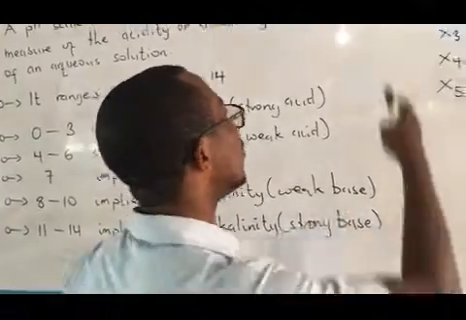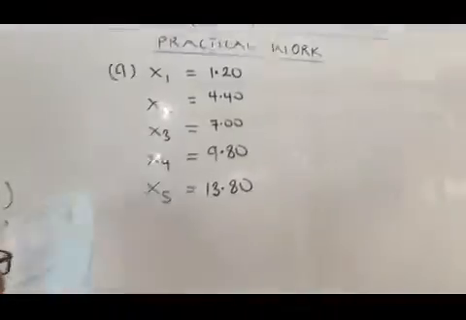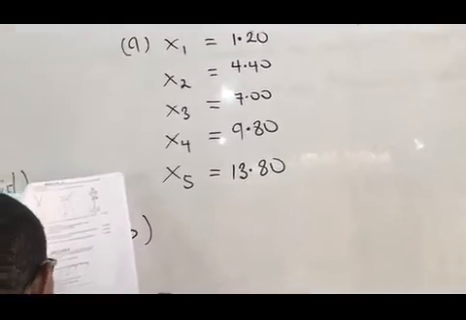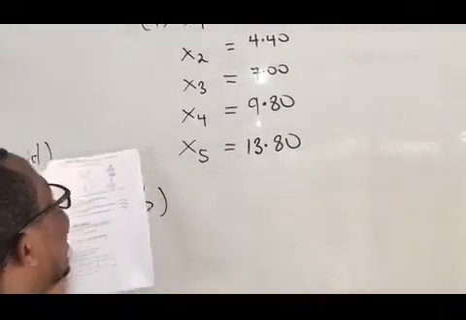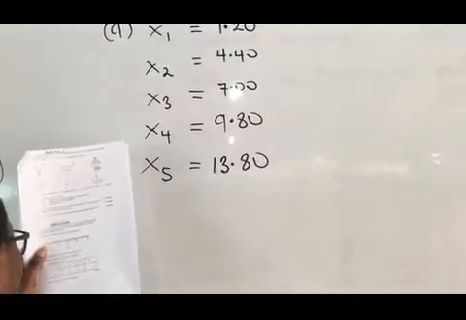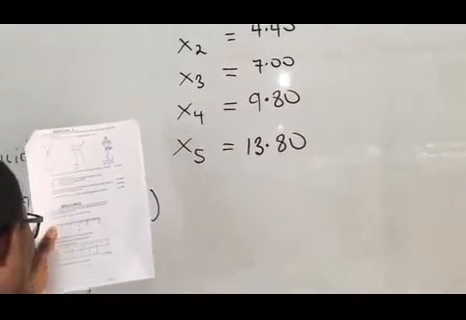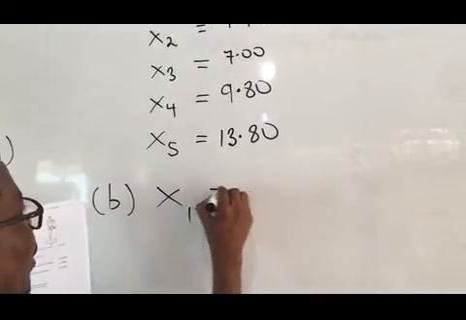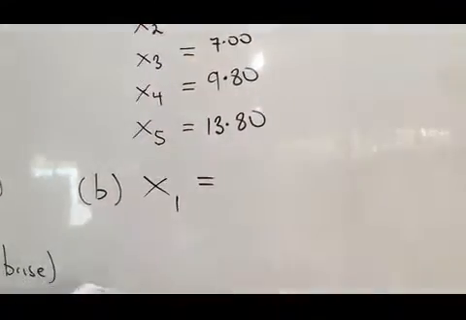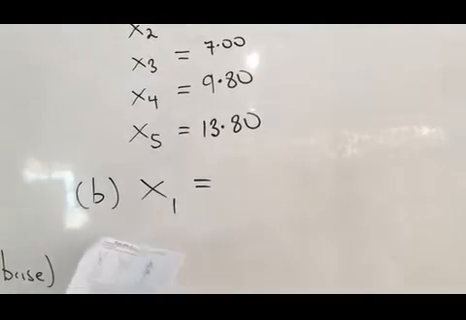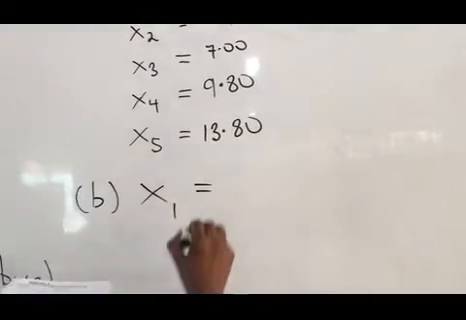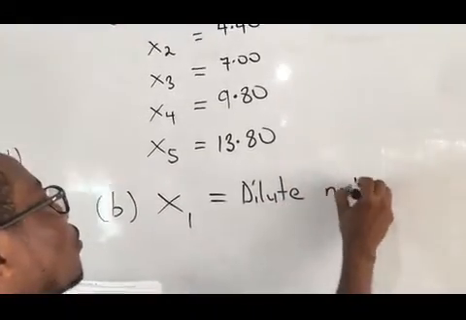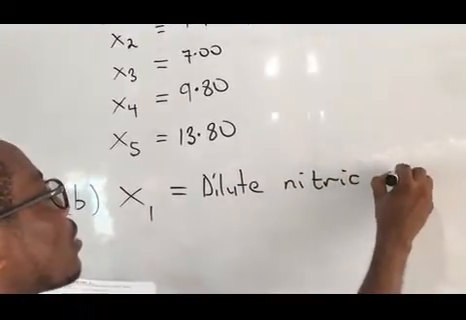Okay, so we are going to pair them up. B: pair each pH value with the appropriate solution. So for X1, it indicates a strong acid. As I said, the strong acid there is the nitric acid, so that is a dilute nitric acid.